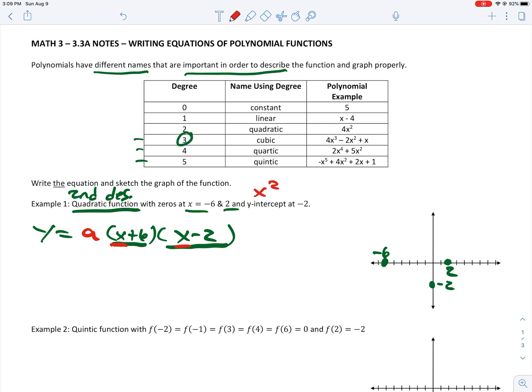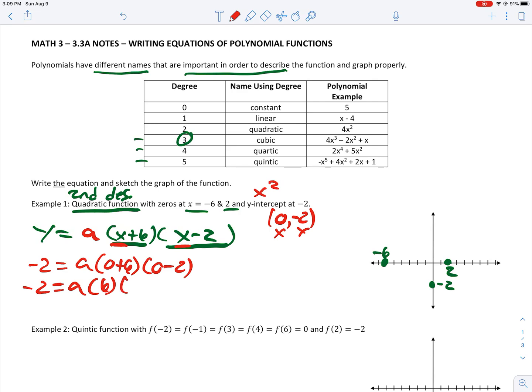So I'm going to use the y-intercept, 0, negative 2. So x, y. Negative 2 equals a times 0 plus 6, times 0 minus 2. So negative 2 equals a times 6 times negative 2. So negative 2 equals negative 12a. Divide. So a equals positive 2 over 12, which is 1 over 6. So then my final equation is positive 1 over 6.